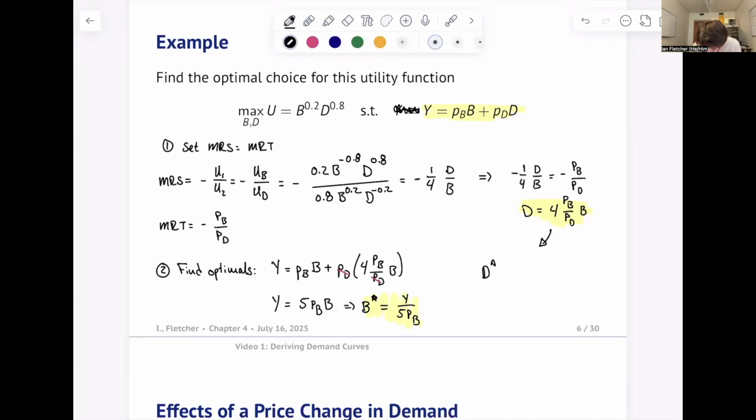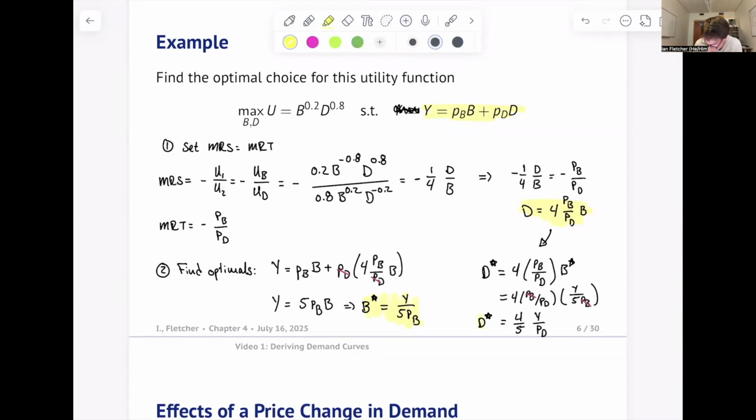Similarly, we can go D star should equal 4 PB over PD times B star, which should equal 4 PB over PD times Y over 5 PB. And so these PBs are going to cancel, and we are left with 4 over 5 Y over PD. So those would be our optimal demand functions.